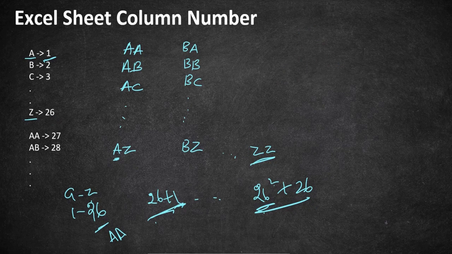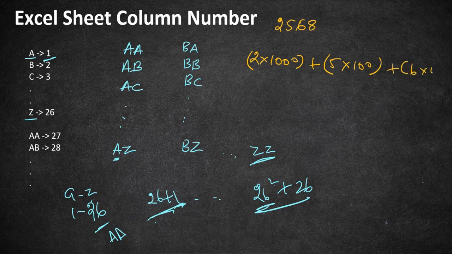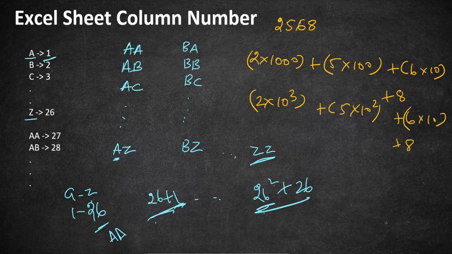To make it even clearer, let's compare this with how we represent numbers in the number system. Let's say we have to represent the number 2568 in base 10. In this case, 2 should be multiplied by 1000, plus 5 into 100, plus 6 into 10, and finally adding 8. This is how we represent a number with base 10. This can also be represented as 2 into 10 cube plus 5 into 10 square plus 6 into 10 plus 8. This is how we are going to represent our column title as well.